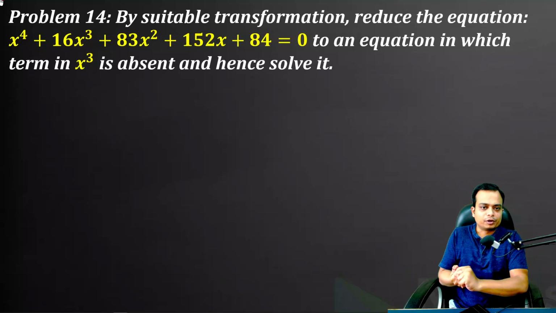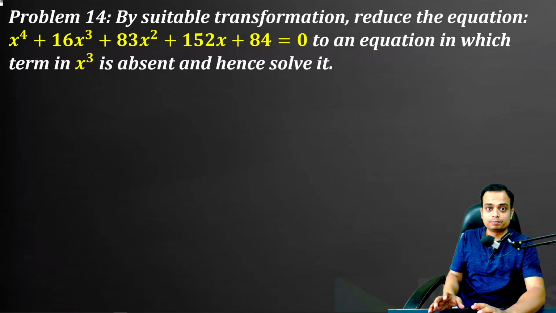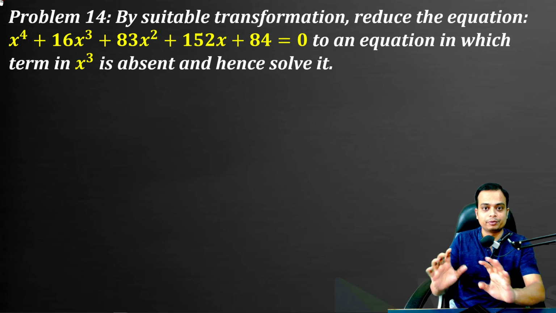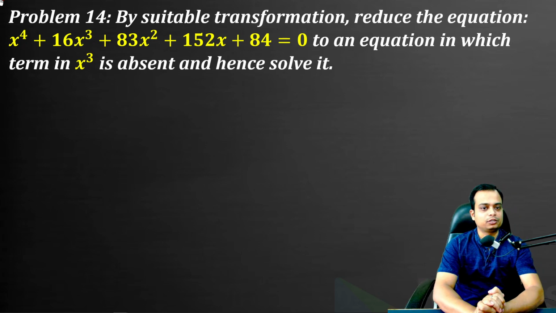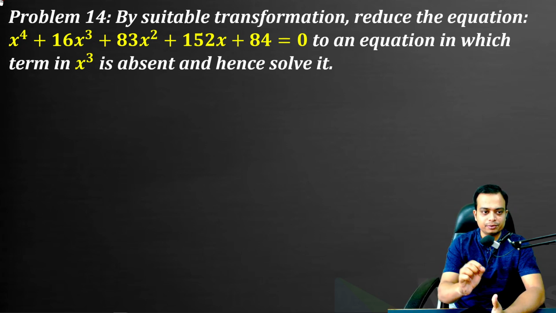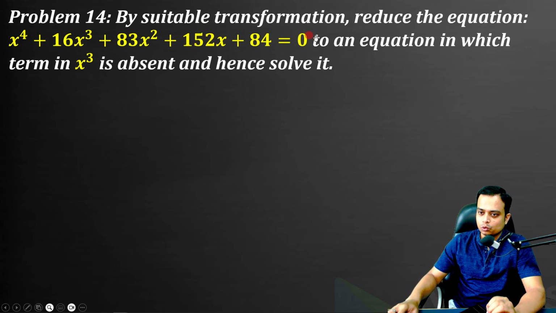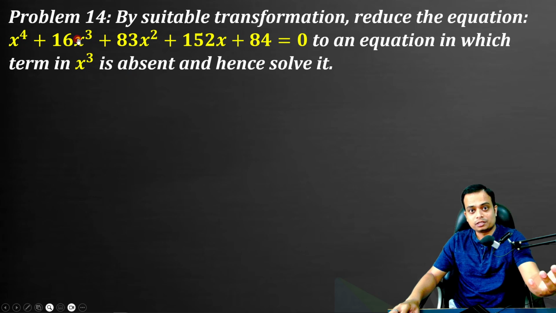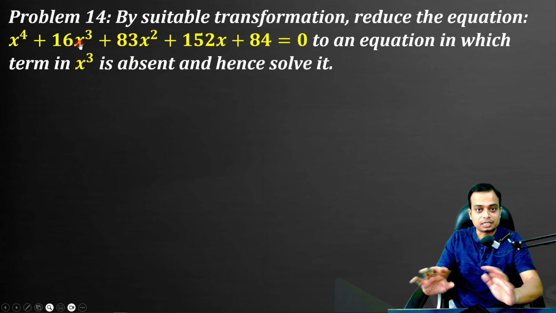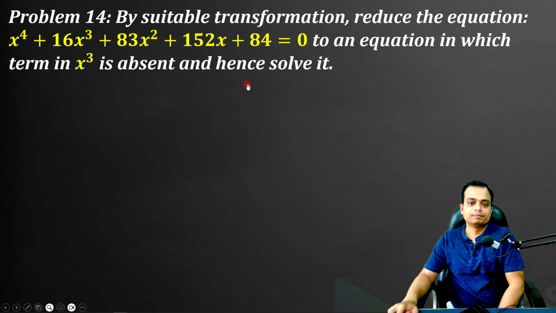On to problem number 14, and this is the last problem. Exercise 2, chapter 1, solution of equations. By suitable transformation, reduce the equation, it's a biquadratic equation, by the way, to an equation in which x cube term is absent. Okay, we need to convert or transform this into another equation where this x cube term is absent, and hence solve it. Wonderful.